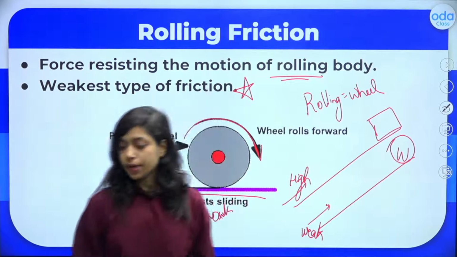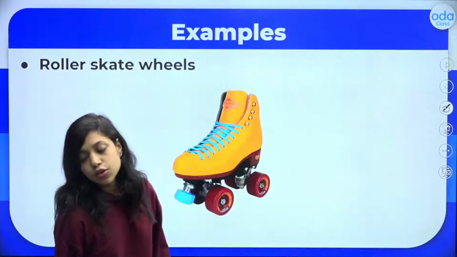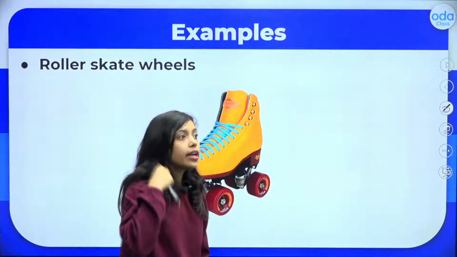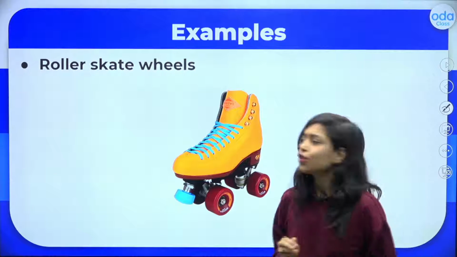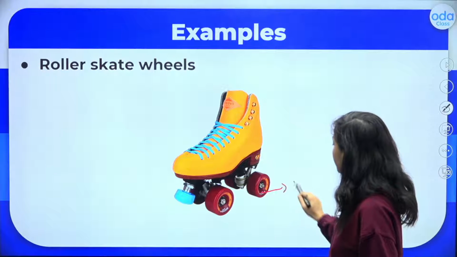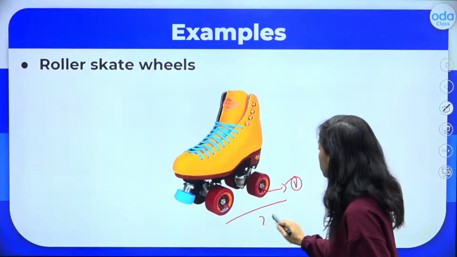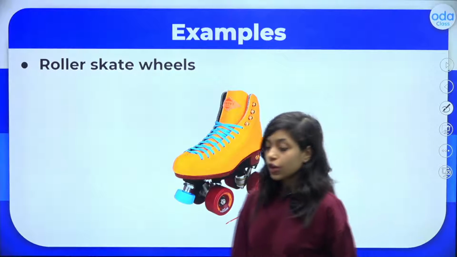I hope it is clear. Let us see some examples. So roller skate wheels, you can easily roll like this, but a very small amount of friction will be there between the wheels, surface number 1, and the ground, surface number 2. So that is actually rolling friction.